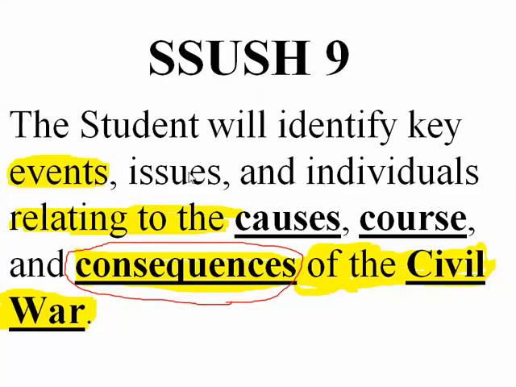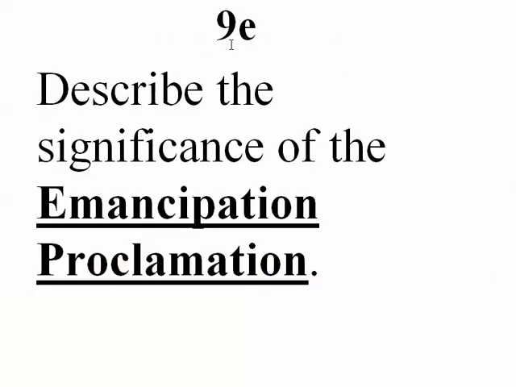Standard 9 says the student will identify key events relating to the consequences. Here I circled consequences, trying to give it emphasis. Consequences of the Civil War. We've already talked about causes. We went over those. We talked about the course, the leaders in the battles, and the consequences of the Civil War. 9E leads us into that consequence.